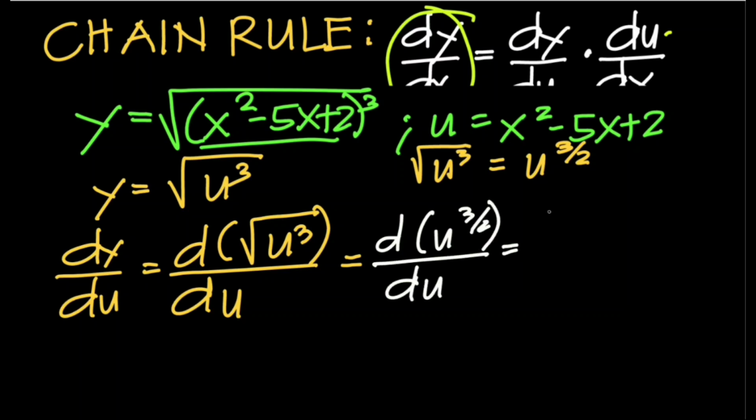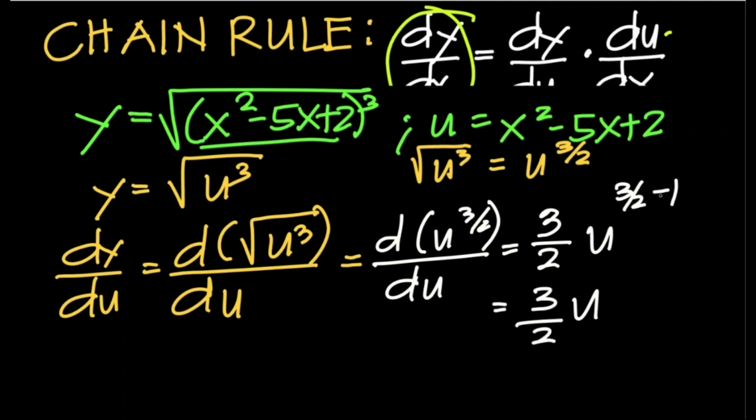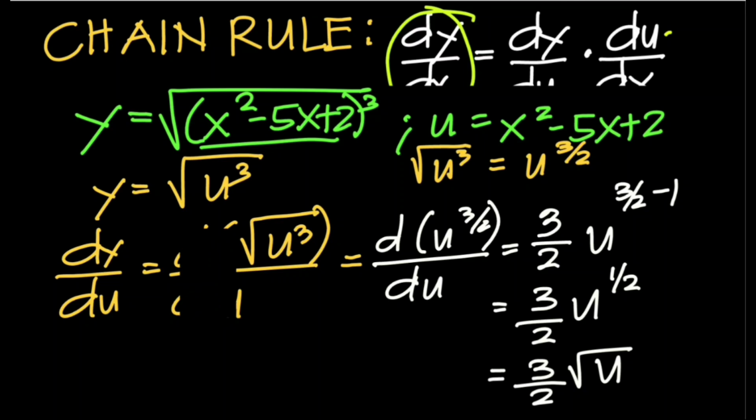And we use the power rule, so this is just 3 halves times u to the power of 3 halves minus 1. And 3 halves minus 1 is just 1 half. So this is just equal to 3 halves square root of u. Now we already have the value of dy over du. So let's solve for du over dx.